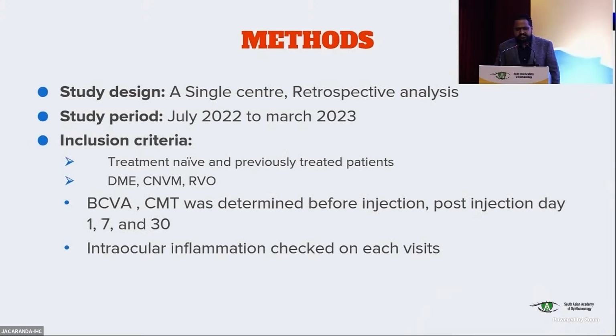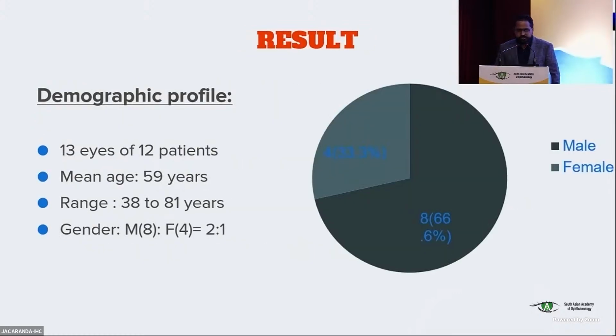It was a single center, retrospective analysis between July 22 and March 23. The inclusion was all treatment naive and previously treated patients for DME, CNVM, and RVO. The BCVA and the central macular thickness were determined before injection, and post injection on day 1, 7, and 30. The intraocular inflammation was checked on each visit because it is a new drug. We also wanted to see how safe it is, and whether there is any incidence of inflammation.